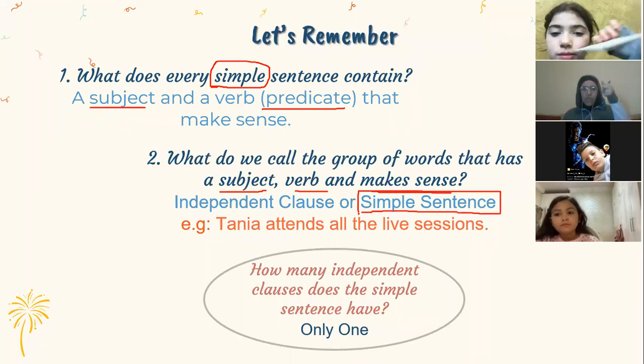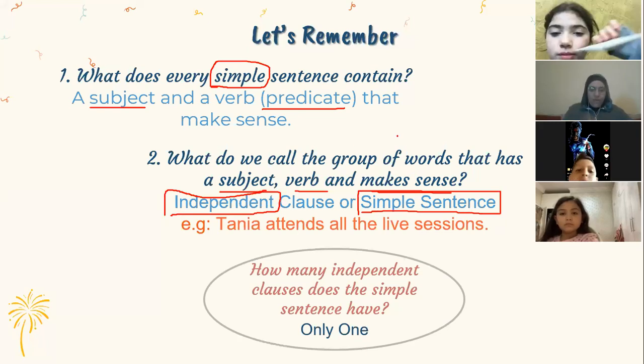When I have one subject, one verb, and one idea, I call it a simple sentence, or I call it an independent clause. Let me explain first of all the word independent for you. When we say something or someone is independent, we mean this thing or this one can stand alone. It doesn't need help from anyone else. We must not add anything to it to help it.